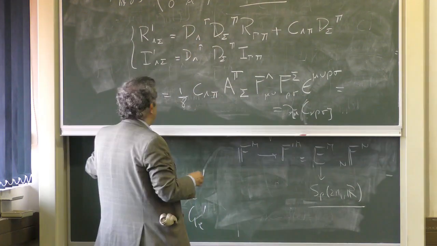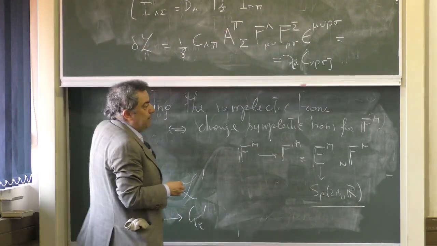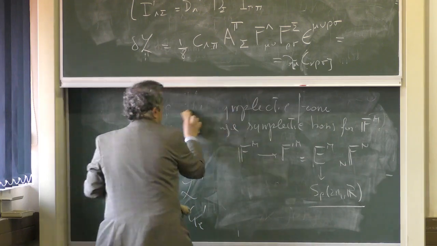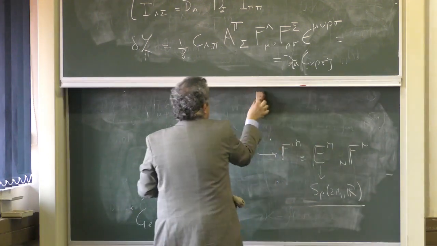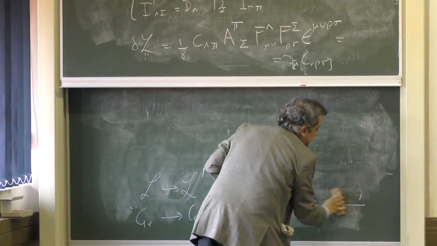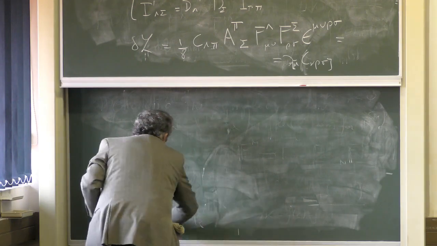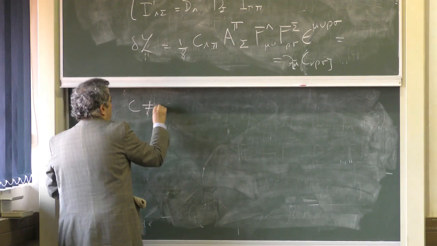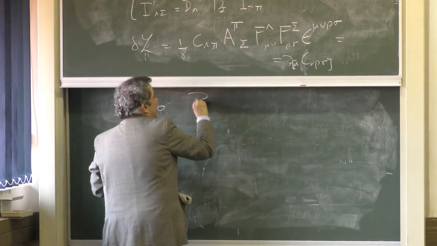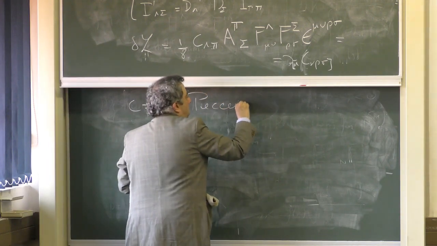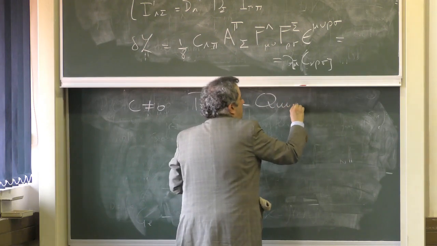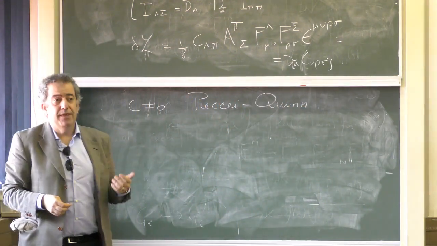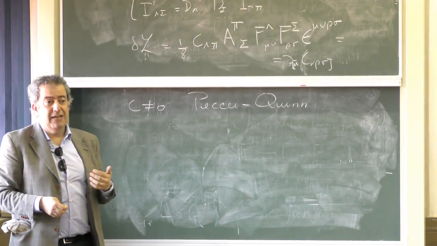Transformations in which C is different from zero are called Peccei-Quinn transformations. So transformations which imply this characteristic shift in R are called Peccei-Quinn transformations. And they are associated with shift symmetry in axionic fields.